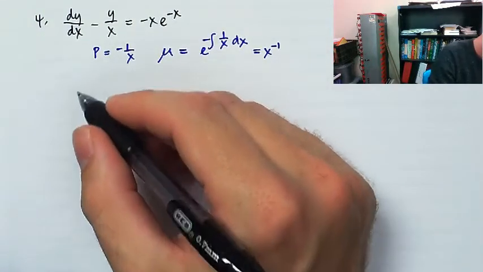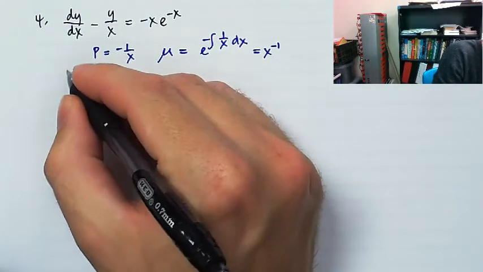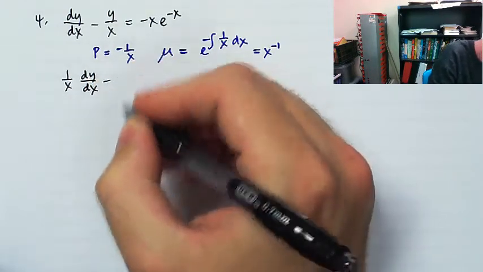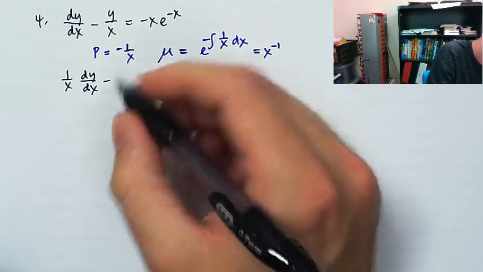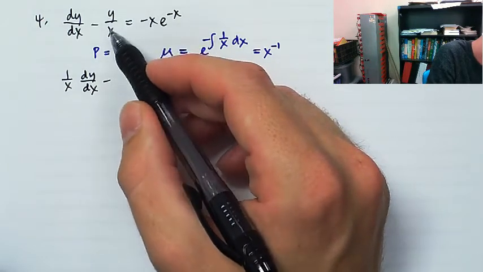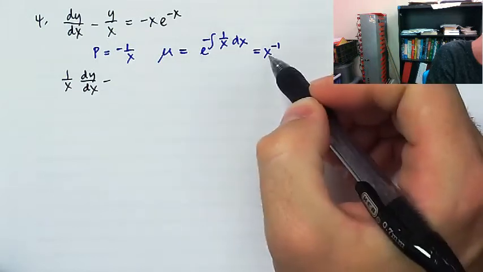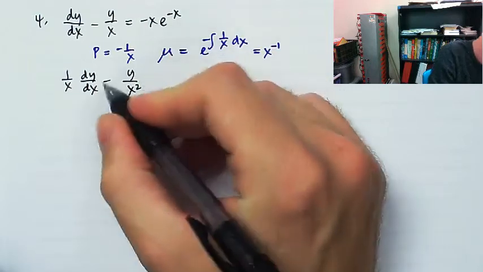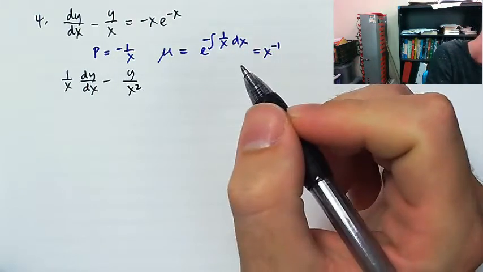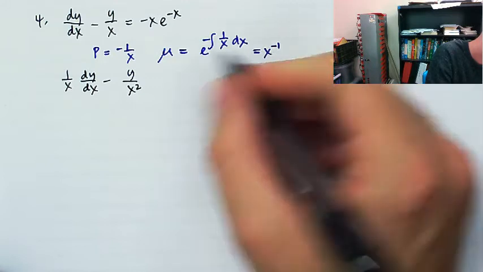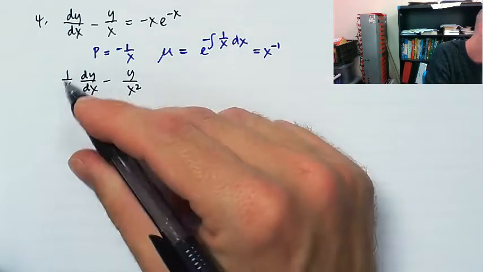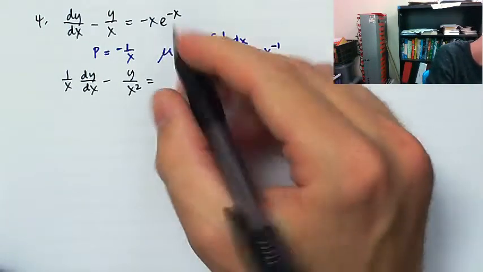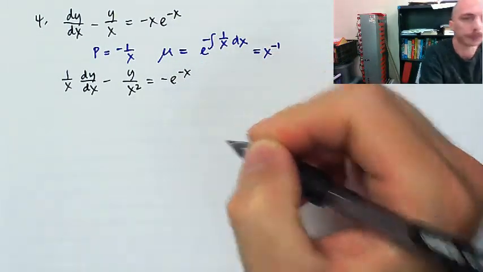Anyway, now I'm going to say 1 over x dy dx minus, what's going on here, y over x multiplied by x to the negative 1, yeah, negative x to the negative 2, yeah, because that's the factor that I'm taking the derivative of, yes, of course. And then when I divide by x, I just get negative e to the negative x.